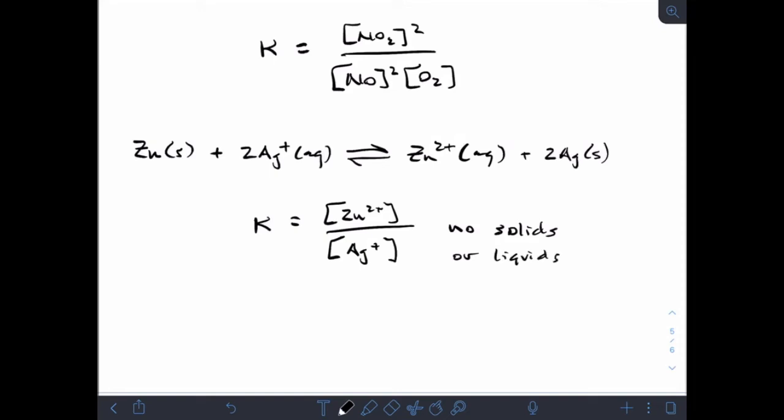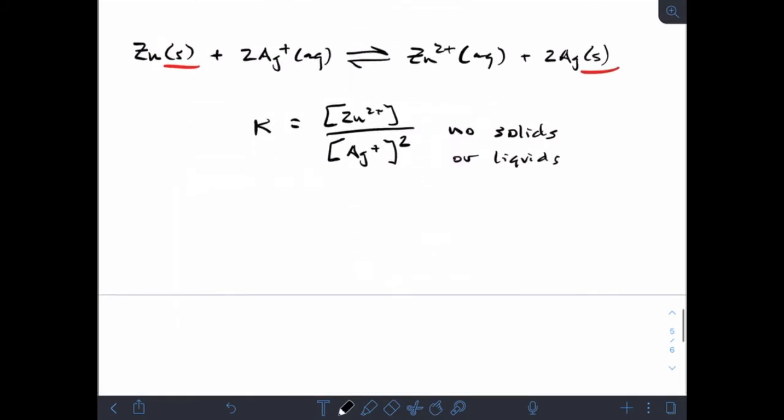In the equilibrium constant expression. Noticing that we have solid zinc and solid silver, those do not appear in our equilibrium constant expression. And actually, I left something out. Sorry, this should have a squared there. So no solids or liquids. Next one.